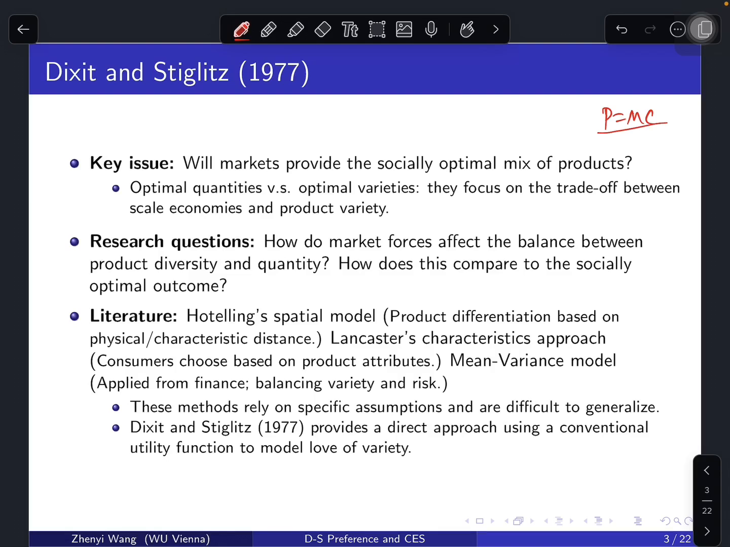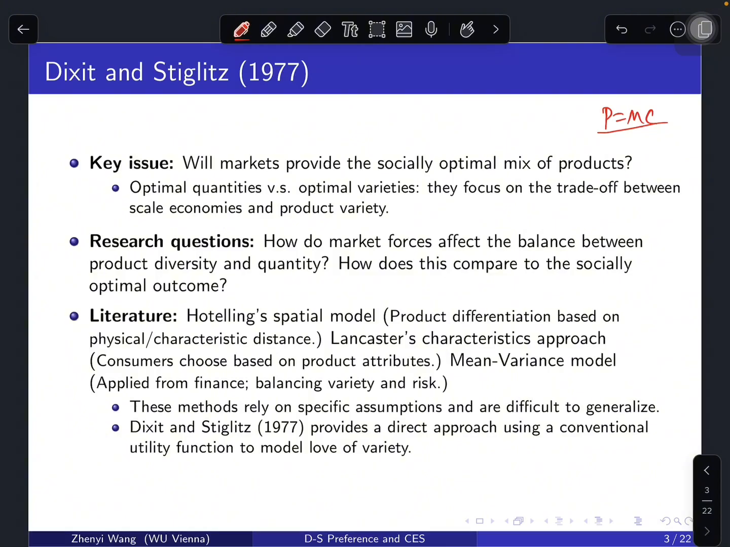So in this paper, Dixit and Stiglitz want to explore whether markets provide a socially optimal mix of products. They focus on the trade-off between scale economies and product variety. Specifically, they will answer the question of how market forces affect the balance between product diversity and quantity, and how this compares to the socially optimal outcome.